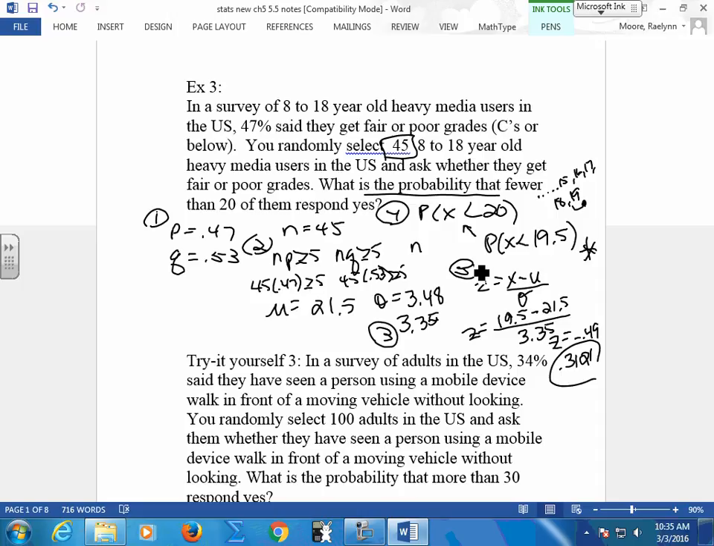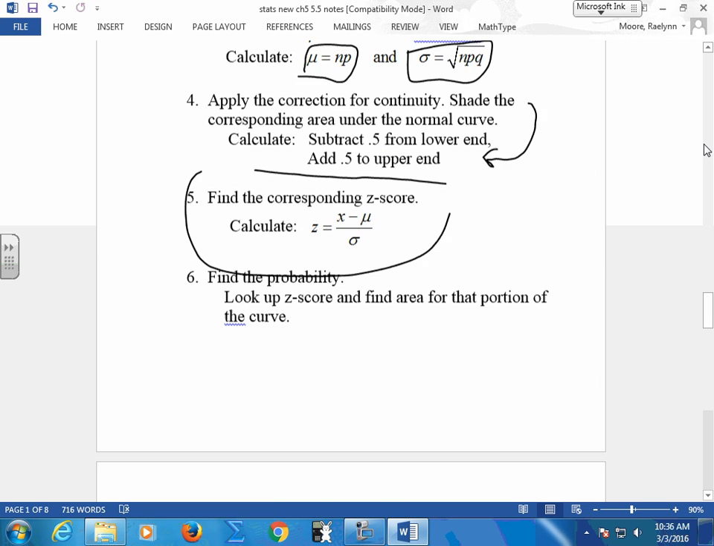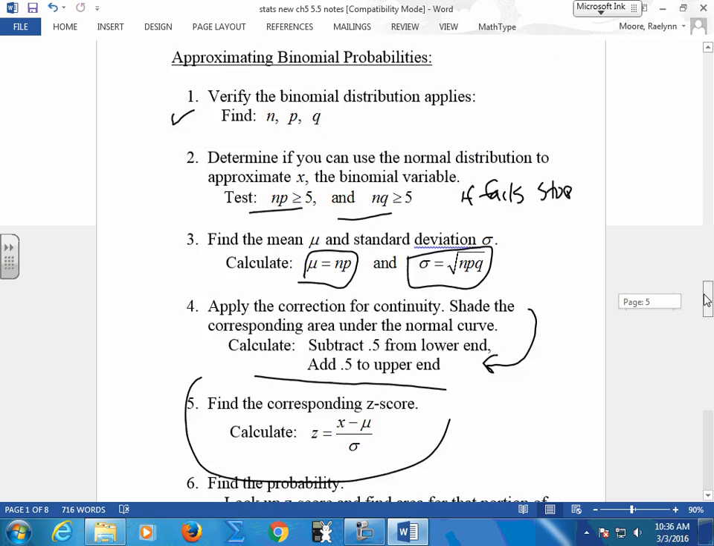Now, most of the time, when they give you a problem in the book, it's probably going to be able to use it. Otherwise, it's kind of a wasted problem. Okay, don't pack it up, guys. Try yourself number 3. Come on.